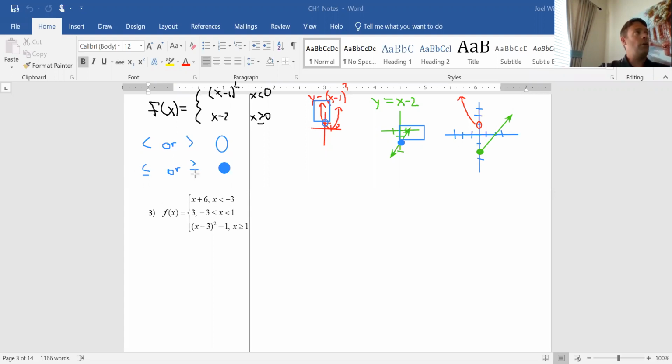So when I'm looking at my graph here, I got to do all 3 different portions. So notice this one has 3 different things. It has f of x equals x plus 6. So it's going to be dealing with y equals x plus 6. So that'll be this part right here. It's going to be dealing with y equals 3. And it's going to be dealing with y equals x minus 3 squared.